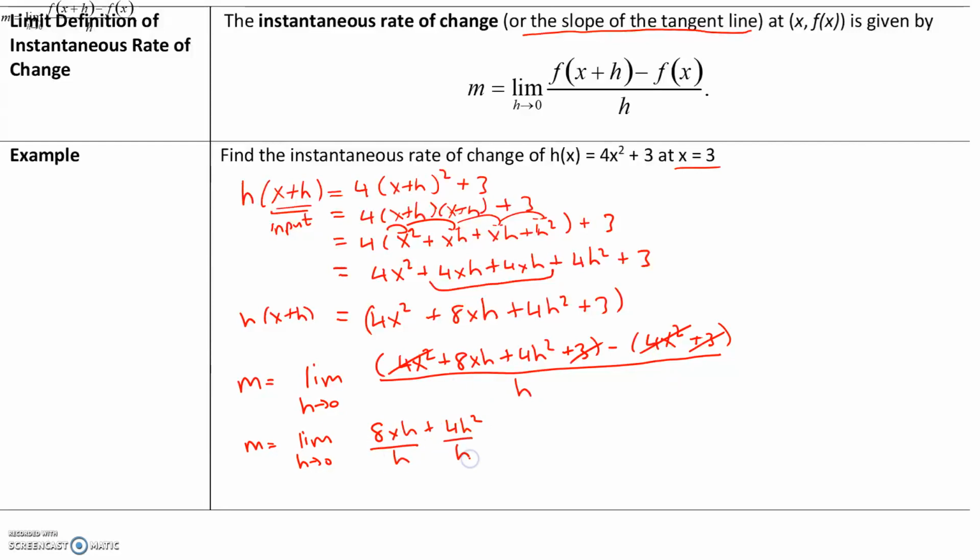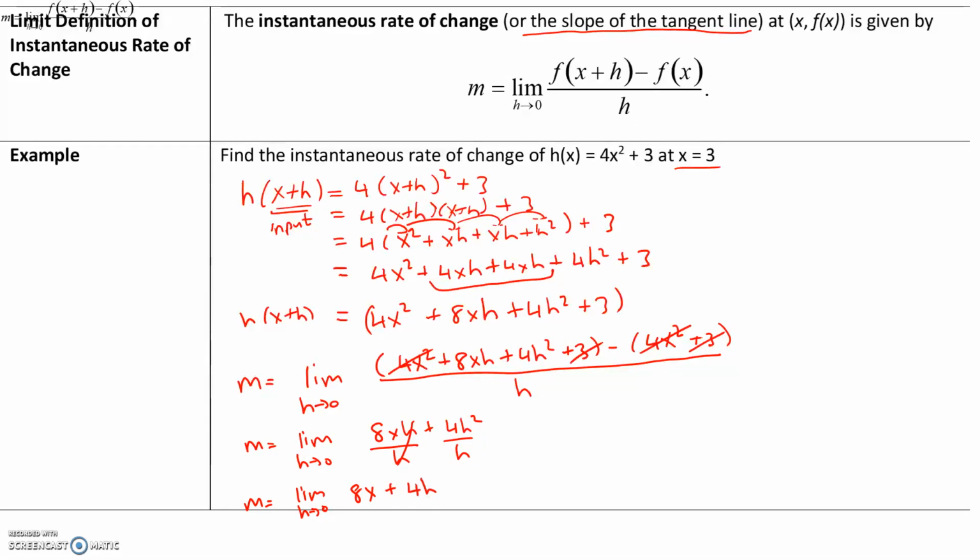all divided by h. And remember, we talked about how in the difference quotient, in the second to last step, we should have all the terms without the h canceled out. So we should only have terms with the h left over at the end. Now if you simplify this, we're going to be left with m equals the limit as h approaches 0. The h divided by h is 1, so 8x plus 4h squared over h. This is going to be 4h.